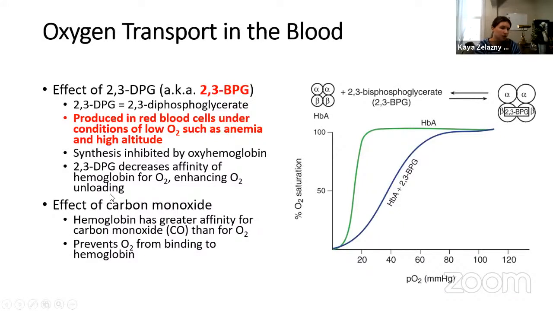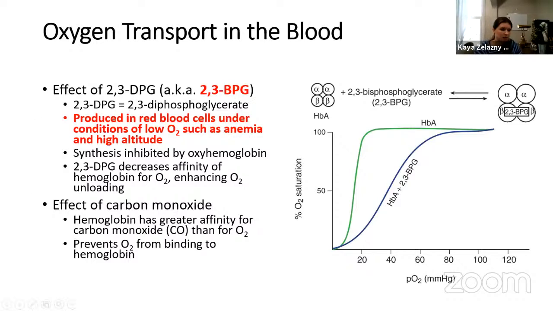Carbon monoxide also affects O2 transport. Basically, the reason carbon monoxide is so dangerous is that hemoglobin would rather bind carbon monoxide than O2. They're basically competing with each other for those spots on the hemoglobin. So hemoglobin has a greater affinity for carbon monoxide, we would say scientifically.